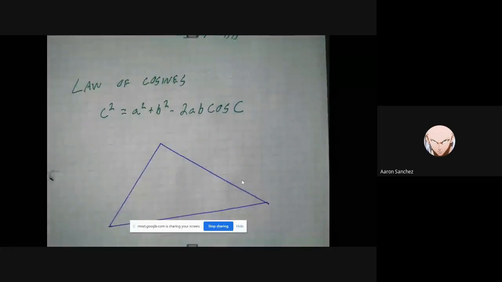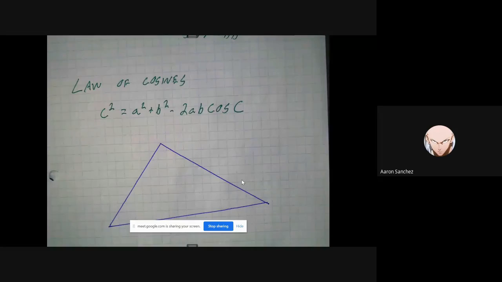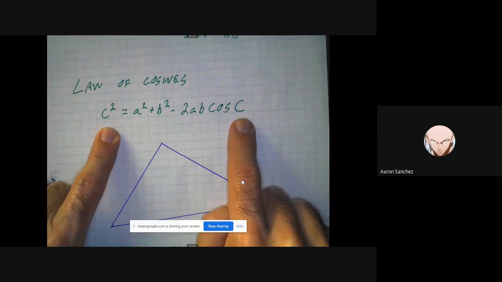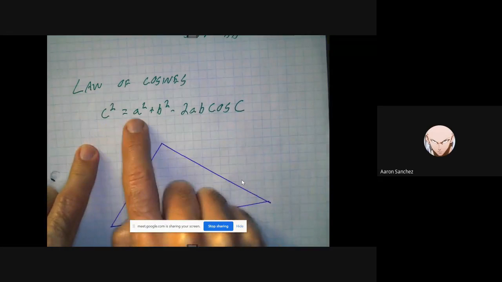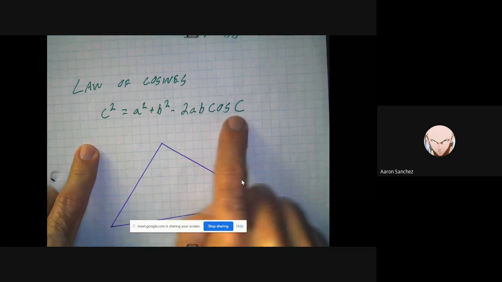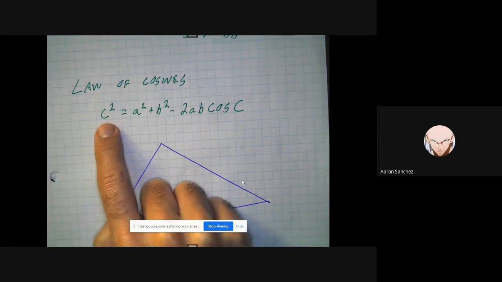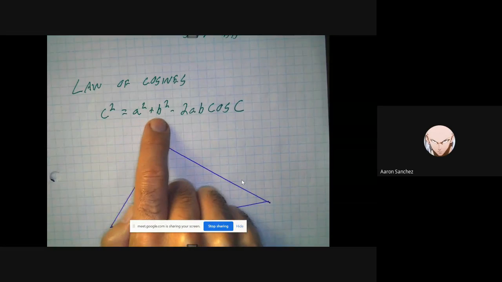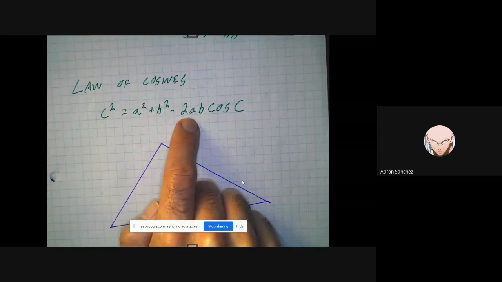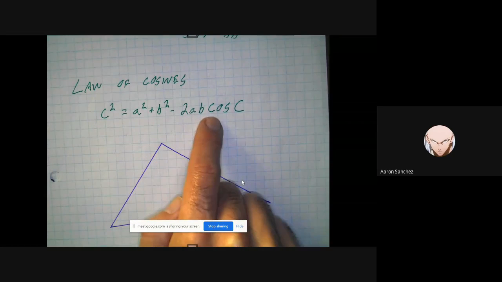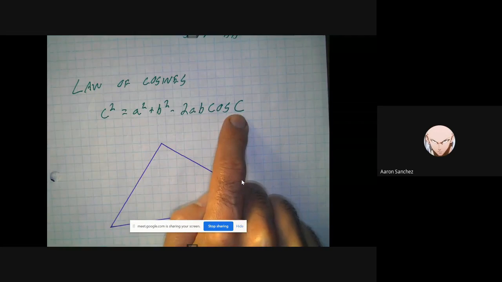Okay, law of cosines is c squared equals a squared plus b squared minus 2ab cosine C. Now you could switch these around. The main thing is this letter needs to be same as that letter. These are all lowercase. The only capital is this. It's lowercase c squared equals lowercase a squared plus lowercase b squared minus 2 lowercase a lowercase b cosine big C. So the C is the only one that's big.